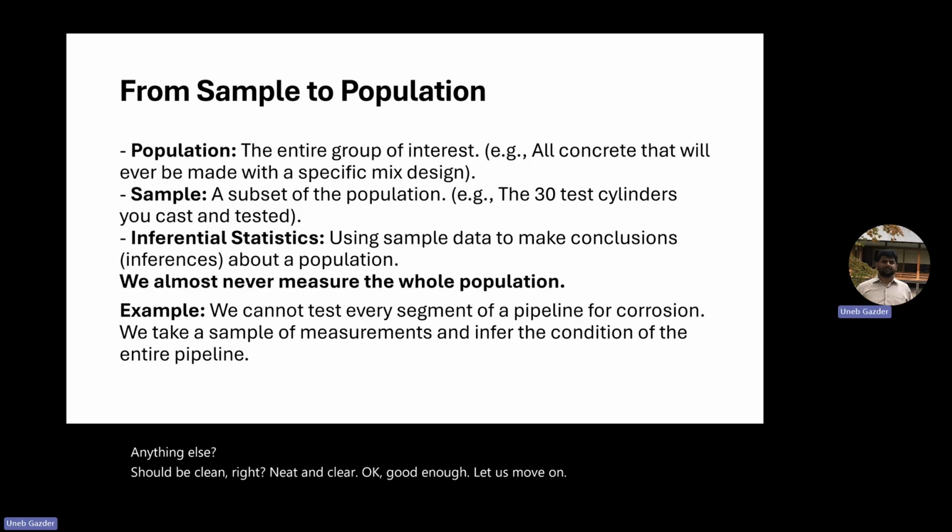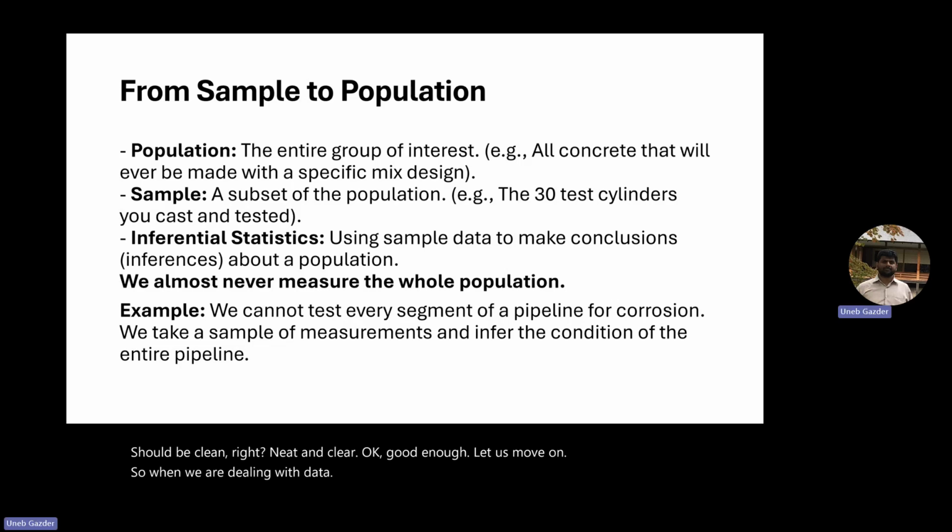So when we are dealing with data, we have a population of data and we have a sample of data. Population means your entire group of interest. If I am talking about a highway, then all traffic on this highway from start to end is my group of interest. That will be my population.